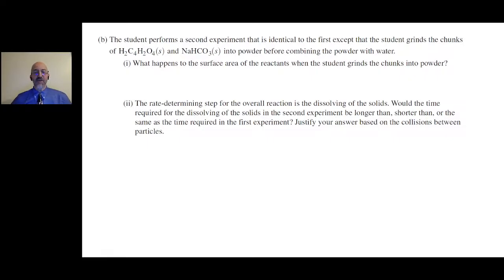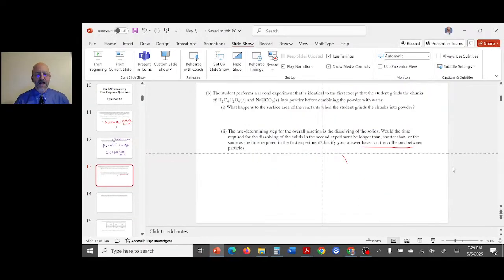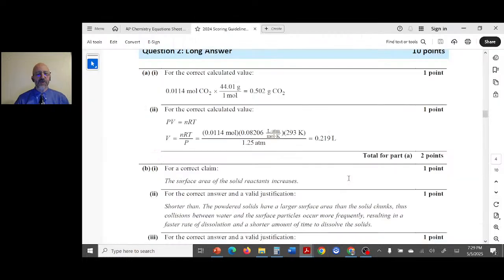And they say, justify your answer based on the collisions. That's a really important point. When they say, justify your answer based on, that could be Coulomb's law or atomic principles or the strength of the intermolecular forces or the collisions, then that's what they're looking for. So we've already said that the surface area is going to increase. It's going to be faster, but they wanted time, so shorter time, and then increasing the number of collisions between the particles.